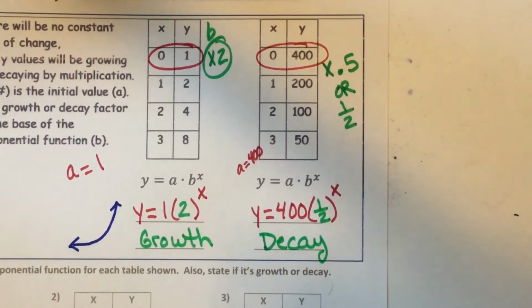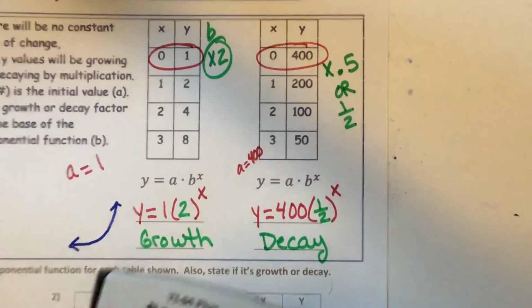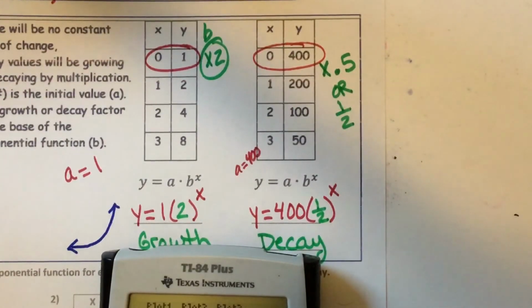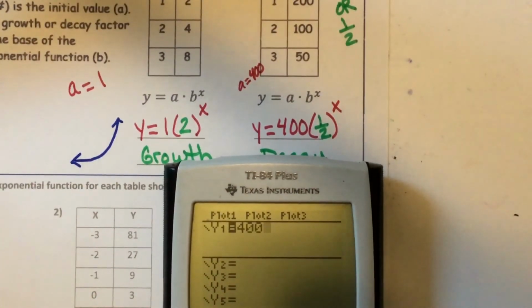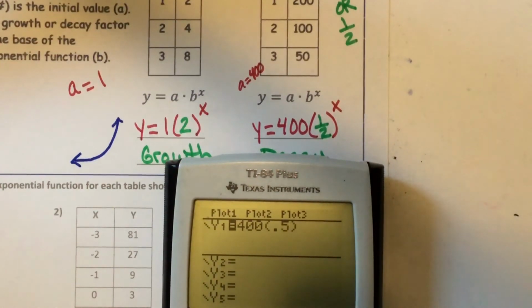So I want to show you what this picture looks like, because we're going to be looking at a lot of graphs in the next few days. All right, so let's look at this guy. So we've got 400 parentheses 1/2. I'm going to go ahead and put 0.5 just for easier purposes of graphing, raised to the x, and let's hit graph.